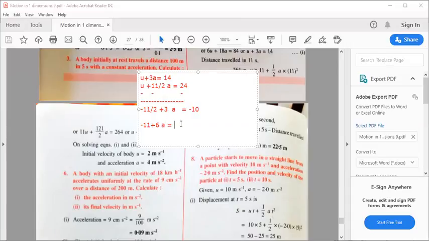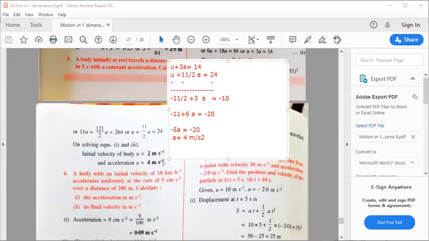So if we take the 2 to this side, what will it become? It will become minus 20. So you said 20. What did you say now? It will become minus 5a is equal to minus 20, so 4 is a, the answer. Yes, so 4 is my answer. This is the way we are supposed to solve simultaneous equations. Okay, let's check the answer. Yes, acceleration is 4 meter per second squared.